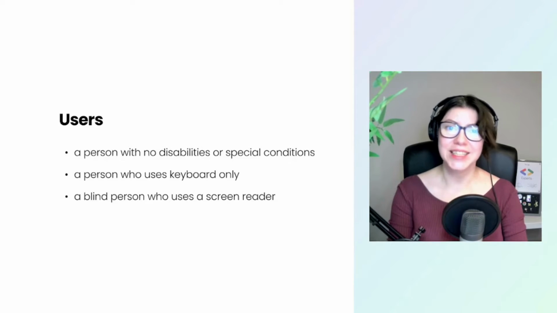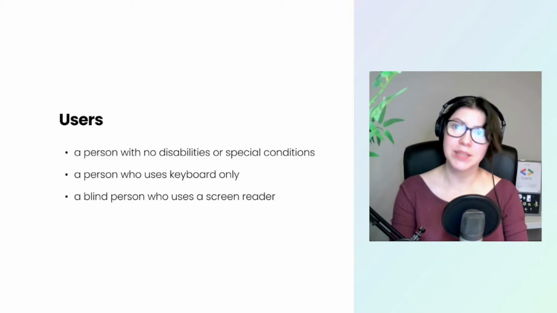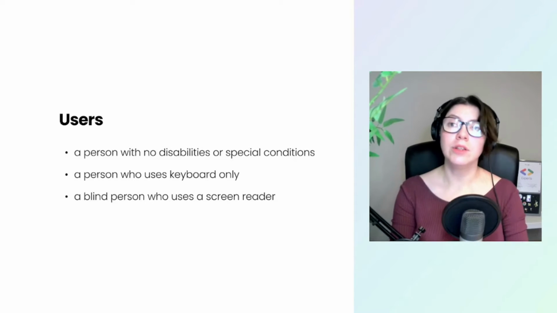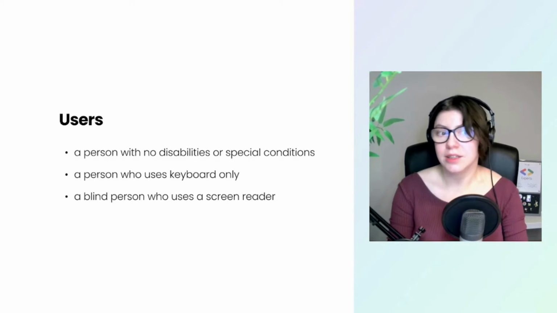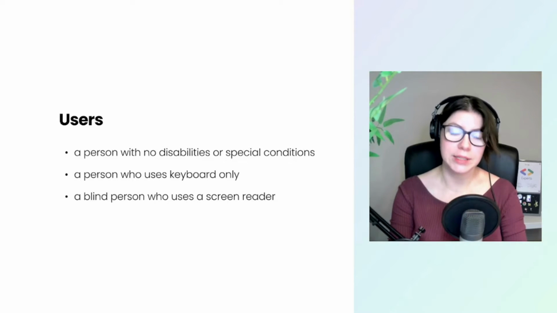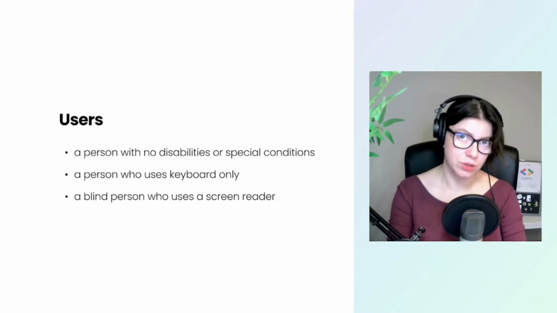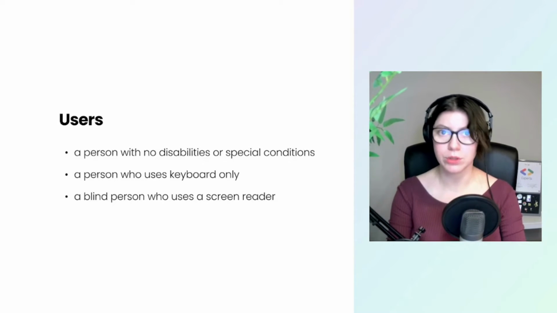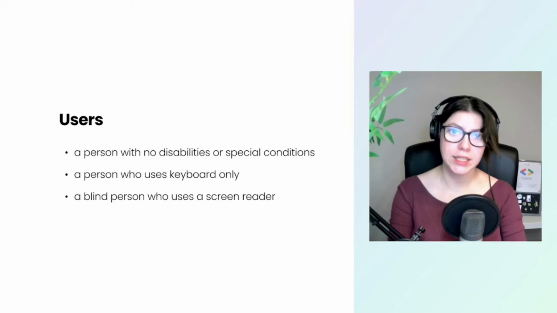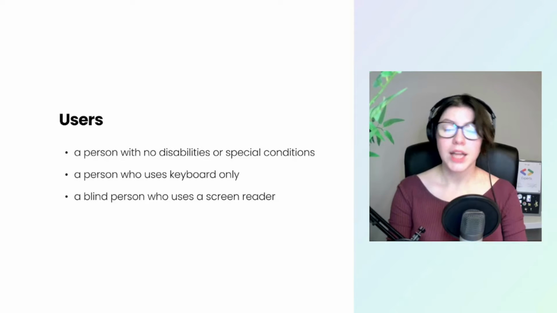I'm going to pretend I am a user with some limitations. But first, I'll go through the task as an average user who has no disabilities, who has no special conditions. Then we'll try to buy the product as a person who uses keyboard only for some reason, we don't know. And the last will be the person who is blind and who uses a screen reader. And I'll try to show you how the process becomes longer for each type of the user.